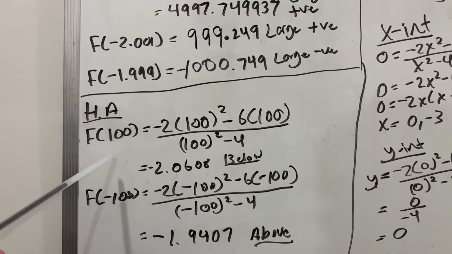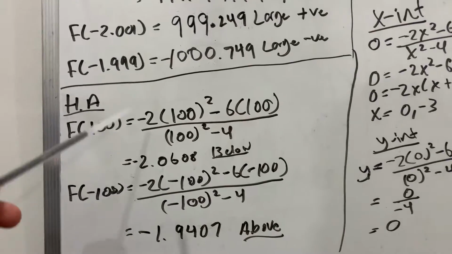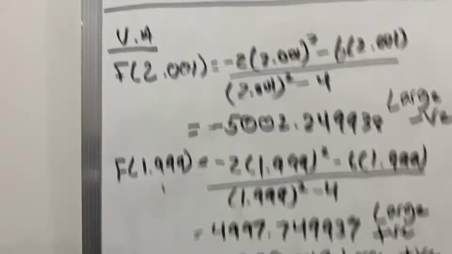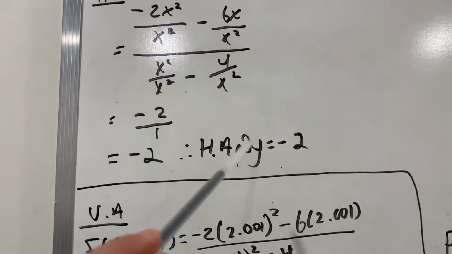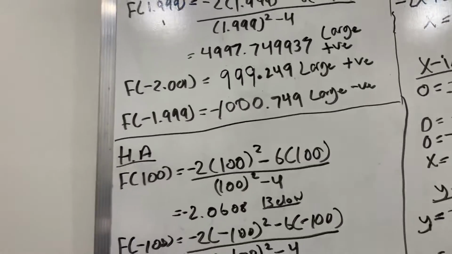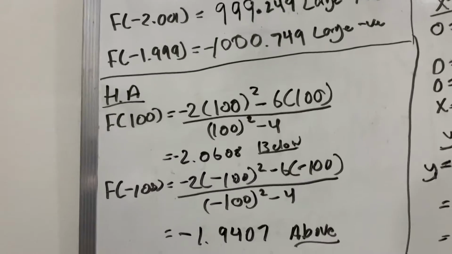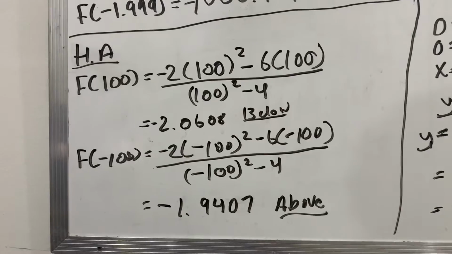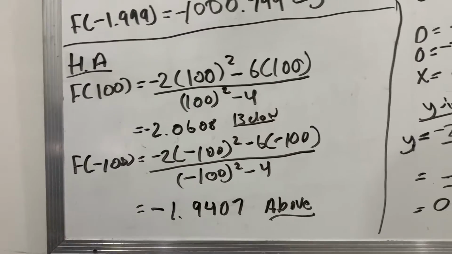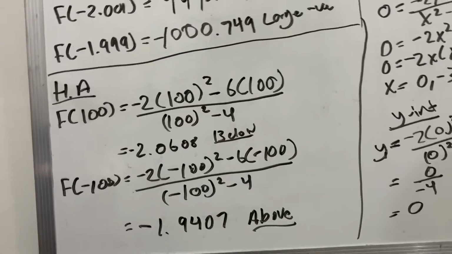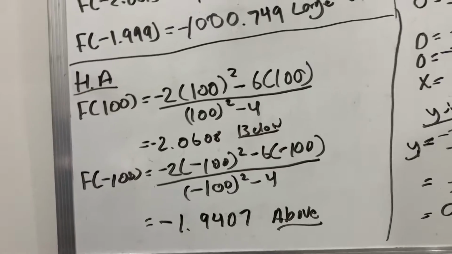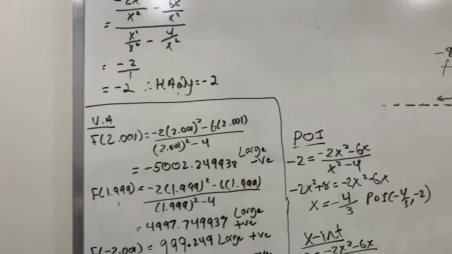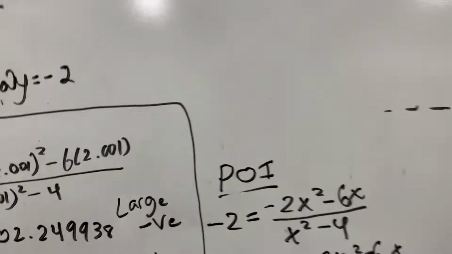In this case, if we put in 100, we would get negative 2.0608, which means that it is below the horizontal asymptote, because we know that the horizontal asymptote is at y equals negative 2, and negative 2.0608 is below negative 2. And if you sub in negative 100, we get negative 1.9407, which is above the horizontal asymptote at negative 2. So now that we've figured out what the asymptotes and the end behaviors look like, we'll look at the POI, which is the point of intersection.